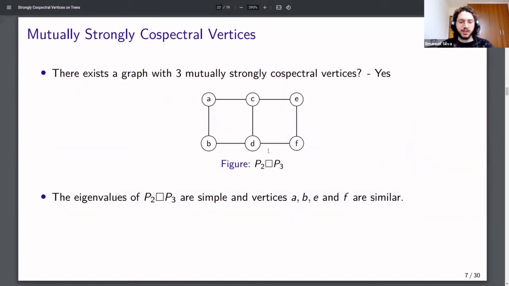So for P2 Cartesian P3, vertices A, B, E, and F are similar. You can think about an automorphism that maps A to E, A to F, or every pair of them. And besides that, the eigenvalues of this graph are all simple. And therefore A, B, E, and F in this graph are strongly cospectral. So not only three, we found four strongly cospectral vertices.